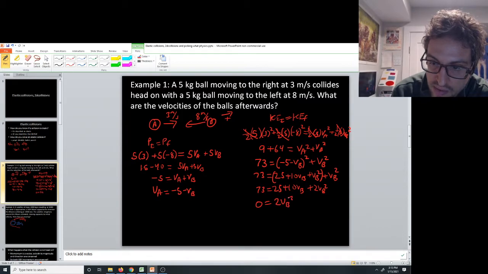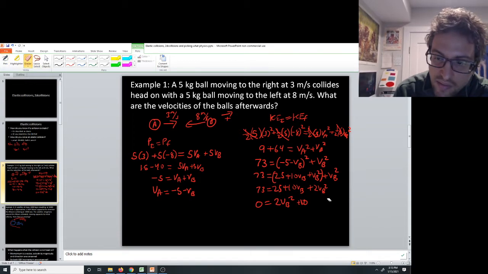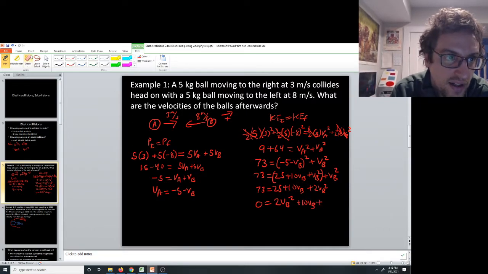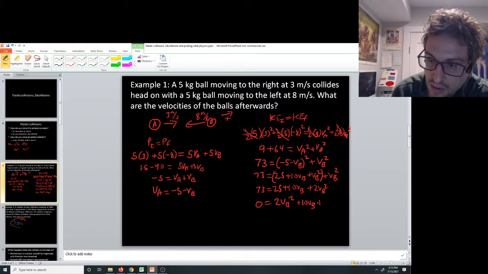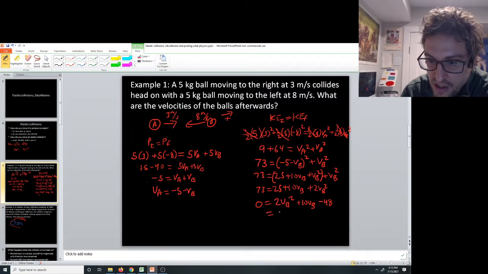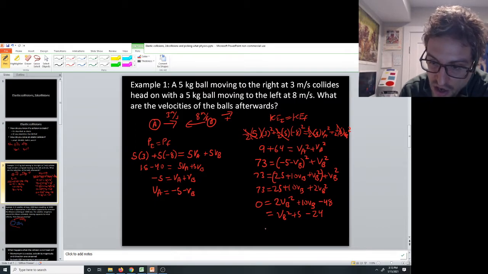Two VB squared plus 10 VB minus 48. Okay. Divide it all by 2 to make it a little bit easier, and I've got VB squared plus 5 VB minus 24. And you can actually factor this.